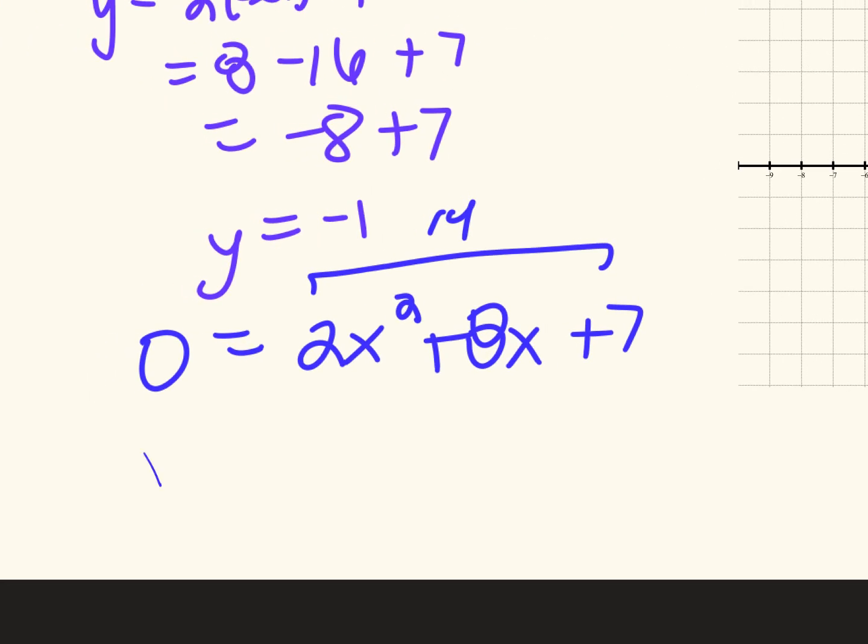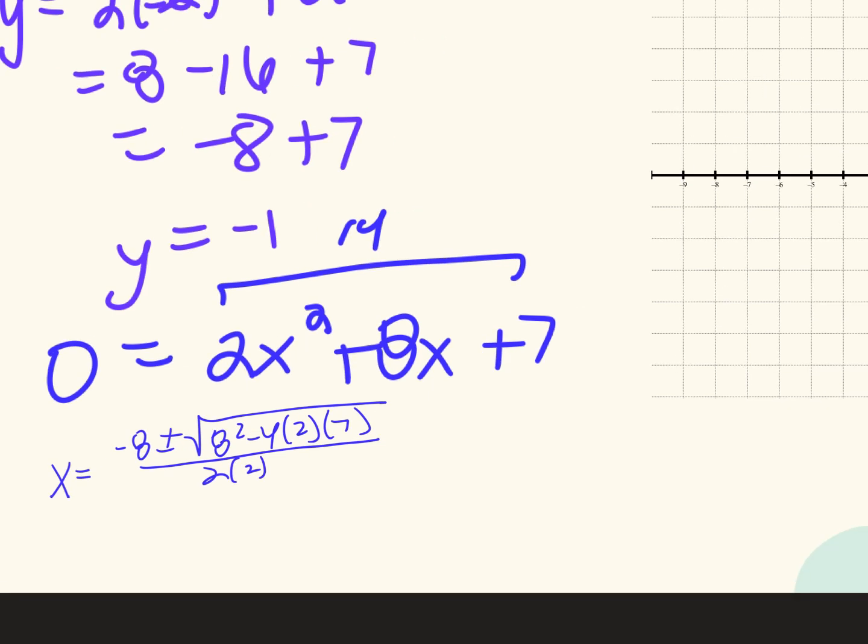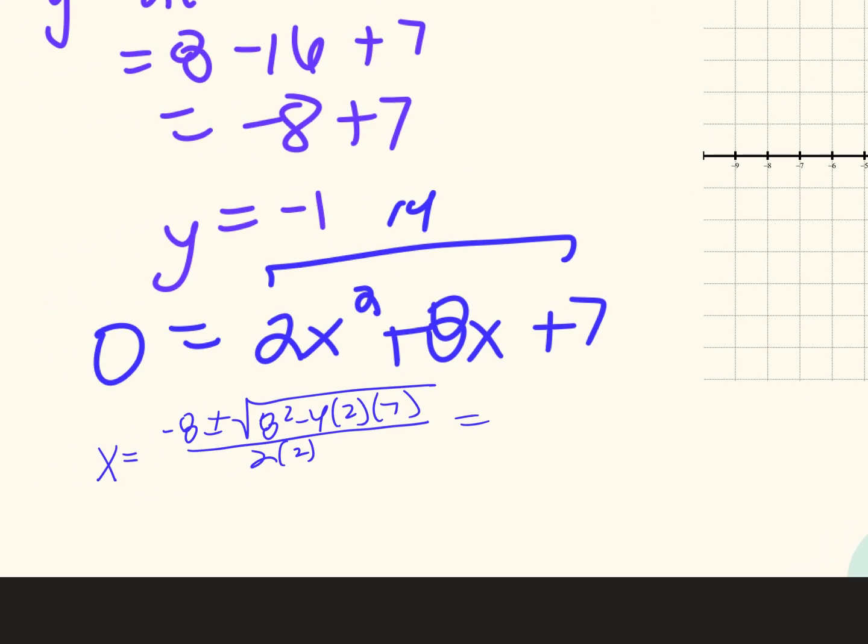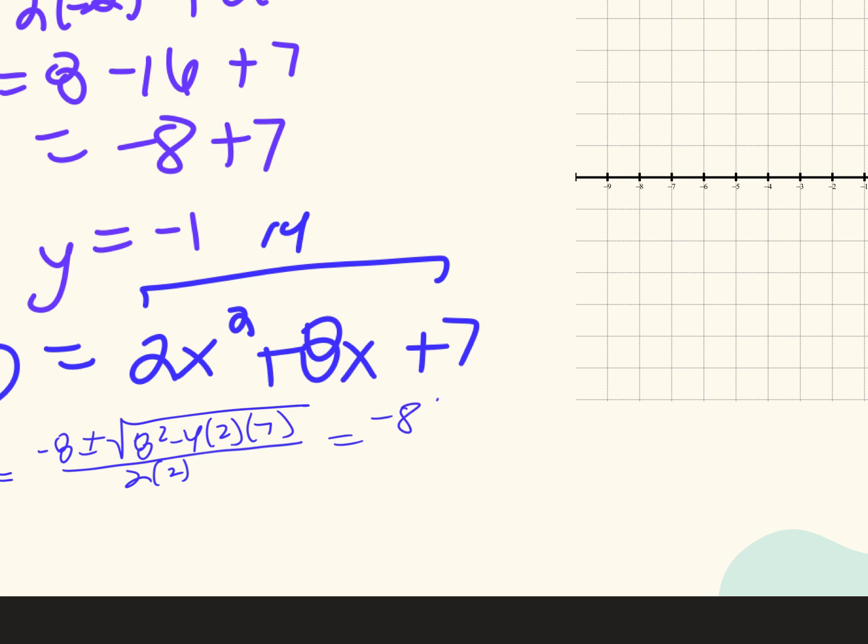Quadratic formula. I have x equals negative b, so negative 8 plus or minus the square root of b squared minus 4 times a, which is 2, times c, which is 7, all over 2 times a, which is 2 times 2. So we have negative 8 plus or minus the square root of 64 minus 4 times 2 is 8 times 7 is 56, all over 2 times 2 is 4.